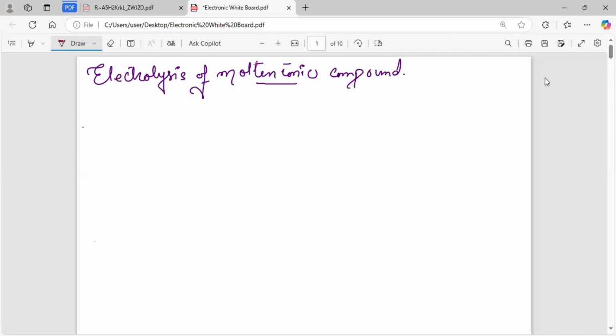We took the example of lead bromide. We took molten lead bromide and broke it down with the help of electricity into lead metal and bromine non-metal. Now, today we will be studying the electrolysis of an aqueous solution of an ionic compound.